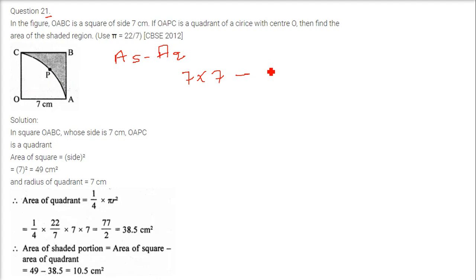So we get 90 by 360, 1 by 4. So 1 by 4 into pi into r square. What is r? 7 into 7. This is 49 and this is 38.5. So what do you get? You get 10.5 centimeters square.